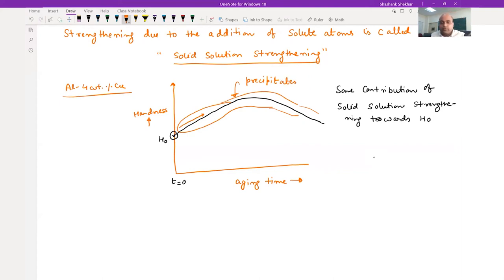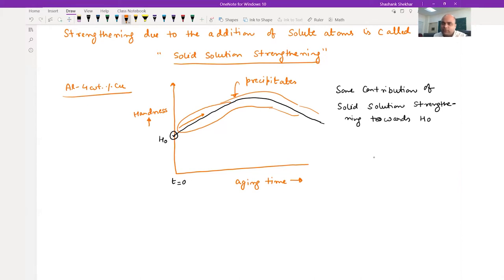At time t equal to zero, if you remember, the condition was the as-quenched condition. So you had a supersaturated solid solution. There you have a contribution from solid solution strengthening because you have lots of solutes, because you have quenched it. As soon as you start aging, precipitates form and then they contribute towards precipitation strengthening. So realize the difference between solid solution strengthening and precipitation strengthening. In precipitation strengthening, you have a contribution from precipitates, and in solid solution strengthening, you have a contribution from the solutes present in the solid solution.